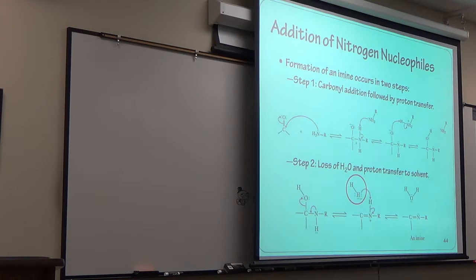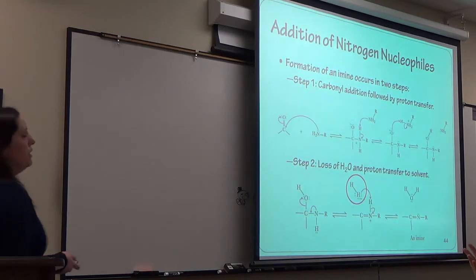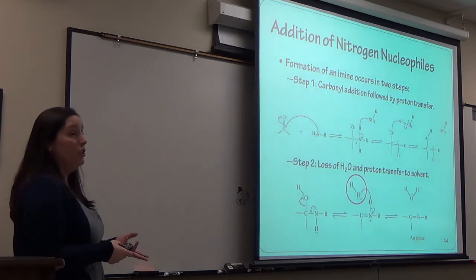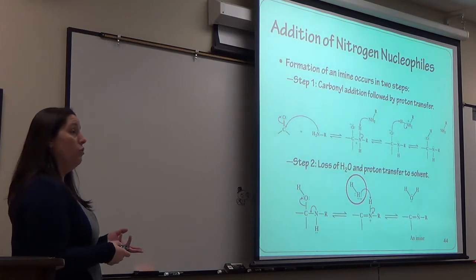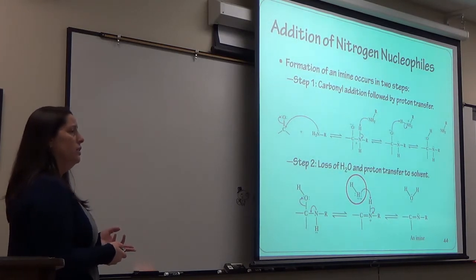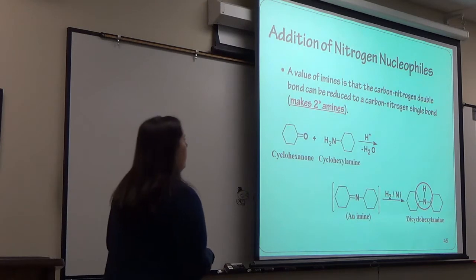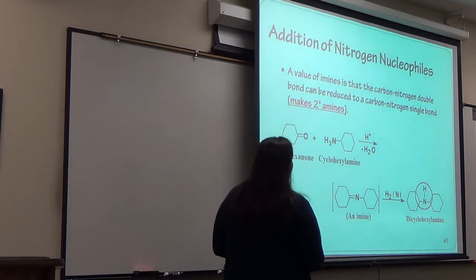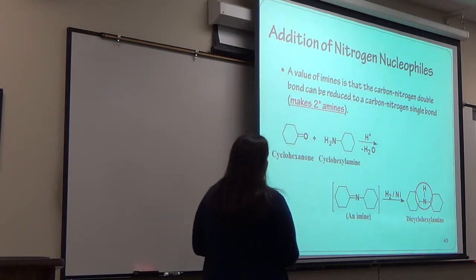And then at the bottom, you lose the water. That makes sense, how we end up with that double bond between the carbon and the nitrogen by losing the water. That makes sense? Okay. All right, so then what do we do once we have these amines, the Schiff base?